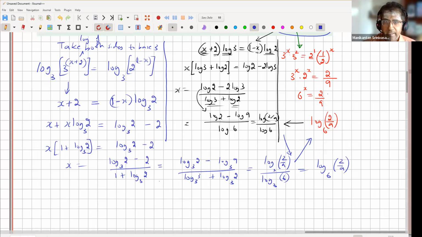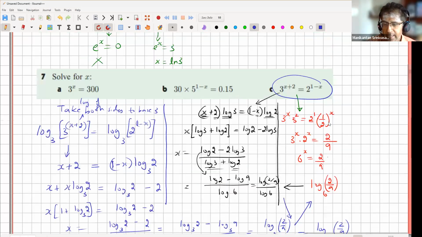Yes. Yeah. So just for practice, can you guys do the same thing? Take everything to the base 2 instead of base 3. Same problem, base 2. And convince yourself you're getting the same answer.